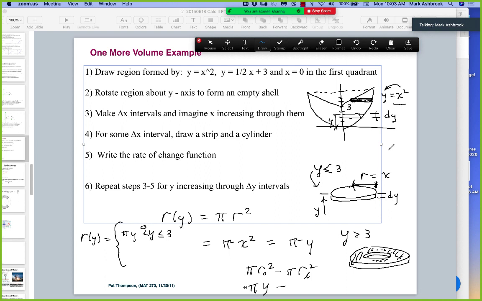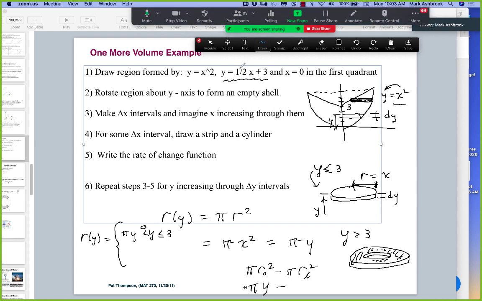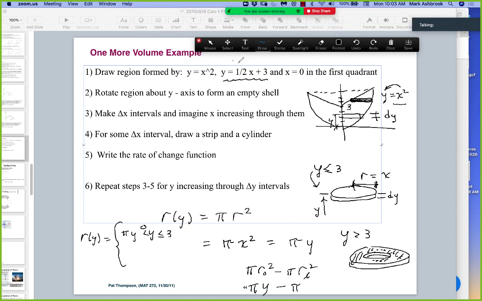But now I have this inner radius. The inner radius is what? The x coordinate according to this line, which is what? y minus 3 times 2. So x is 2 times (y minus 3), and that's going to be squared. So 2 times (y minus 3) squared. So this now is my second piece of my rate function, and that's for 3 less than y less than or equal to whatever.